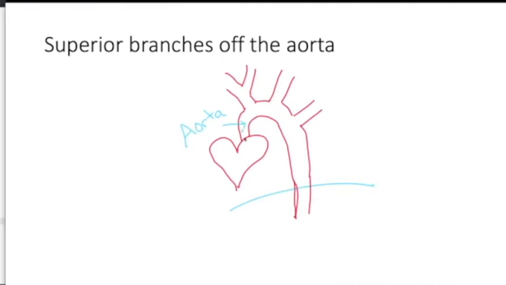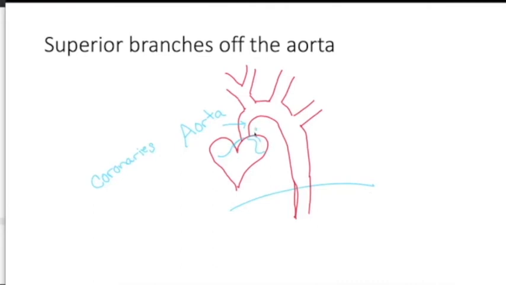Actually, there's two that come off before these three major branches. They come off right about there. These are the ones that go to the heart muscle tissue. And if they get clogged, which can happen, blockage, really bad, have a heart attack, coronary arteries. Those are the first two vessels to come off the aorta, the right and left coronary arteries, and they go to the heart muscle.